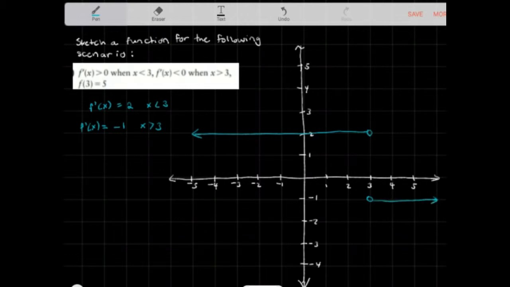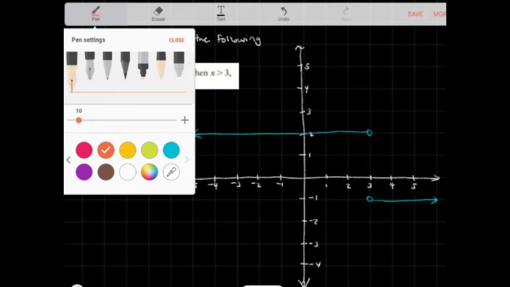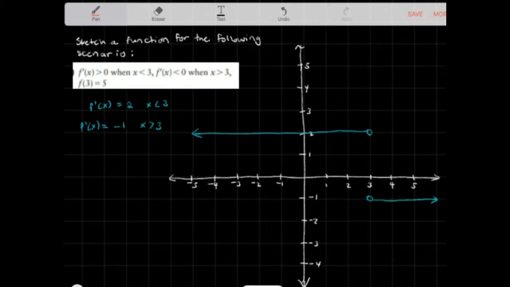Okay. Now, if we were going to create our original function, I'm going to do this in orange, f of x, right? Well, f of 3 is 5, so 3 and 5 exist as a point. And we can understand that the slope here below 3 is 2. So I'm just going to make rise over run of 2 units, so you guys can see that there, right? So then this is going to be the line that we're going to generate.